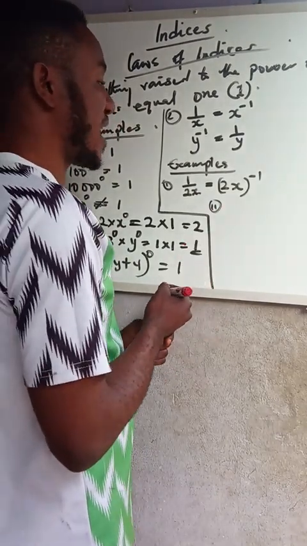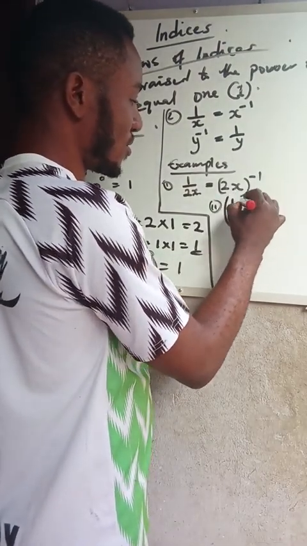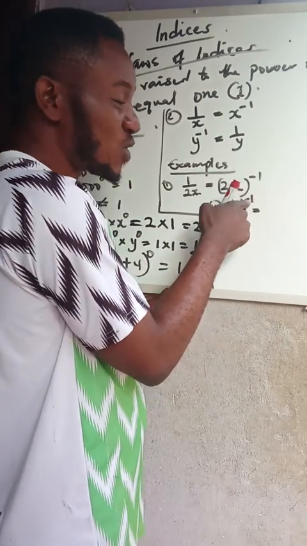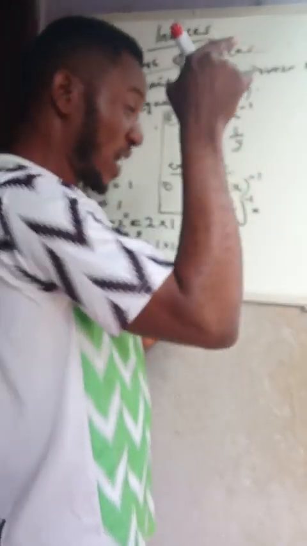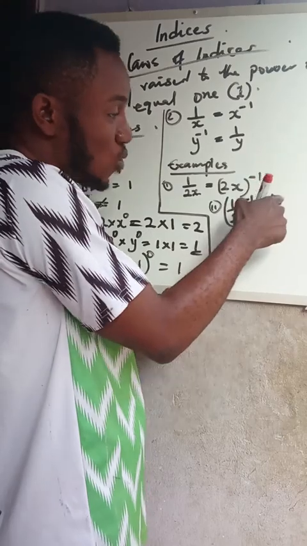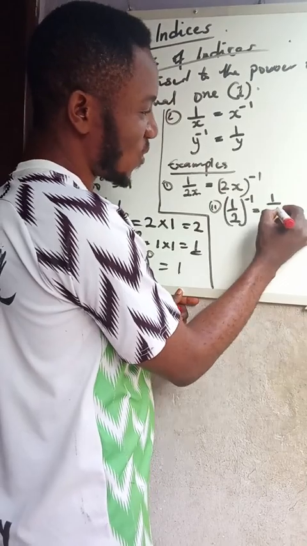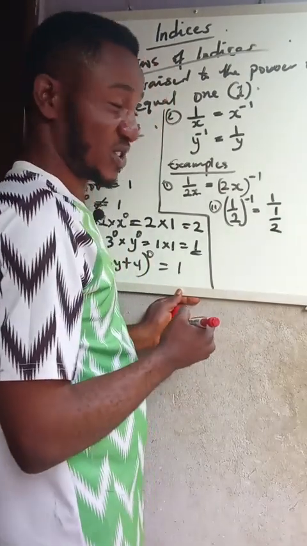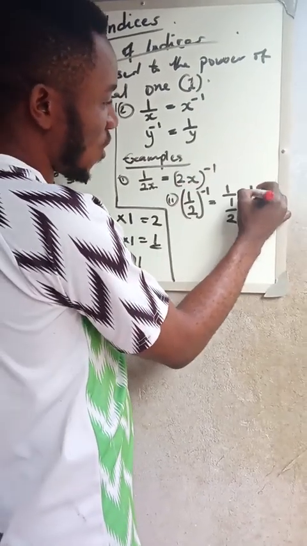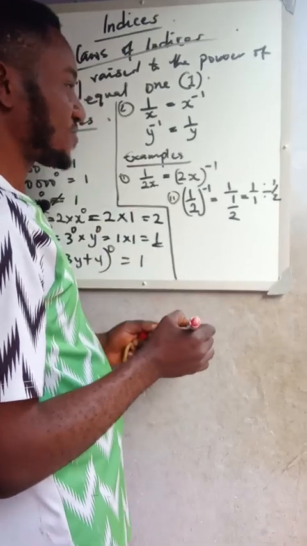Then another example. If I have 1 over 2 raised to the power minus 1, what will it be? To remove this, remember, we must introduce 1 as a numerator. So we have 1 all over this one. This one is for the minus here. So 1 over this, all over 1 over 2. You understand? This now means 1 over 1 divided by 1 over 2. You understand, right? Correct.